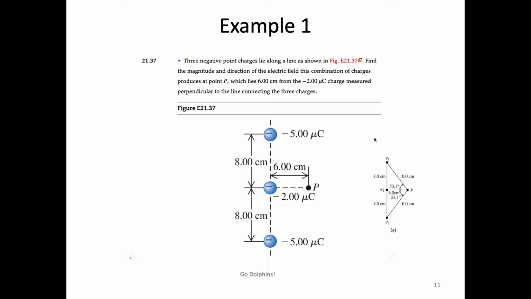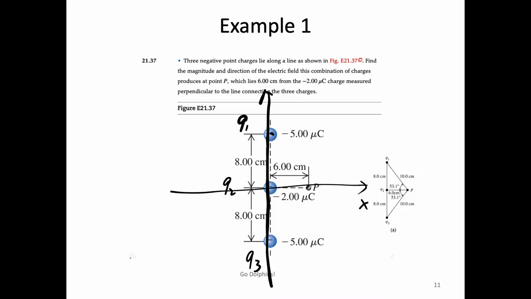They are arranged in such a way. Let's call them Q1, Q2, Q3. Q1 and Q3 have the same magnitude, negative 5 microcoulomb. Q2 is negative 2 microcoulomb. Q1 to Q2 is 8 centimeters, Q2 to Q3 is 8 centimeters. They are all in the y direction. Let's call this the y direction, and then this is our x direction.